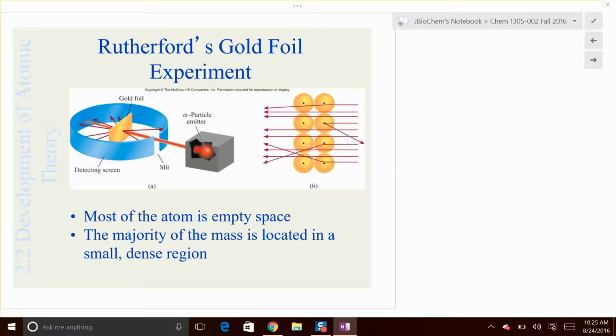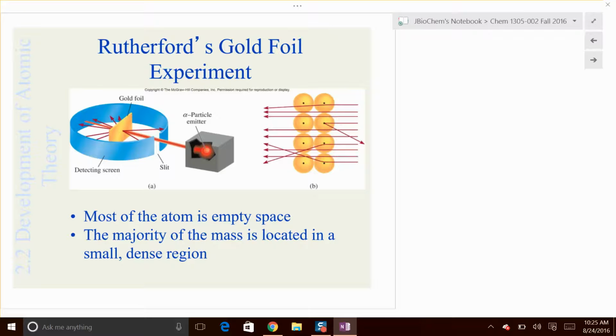But whenever those alpha particles would get close to the nucleus of one of the gold atoms, it would get deflected. Positive and positive charges, they would deflect. Or here, it would hit the nucleus and get deflected backwards. Okay? And that accounted for that deflection pattern.